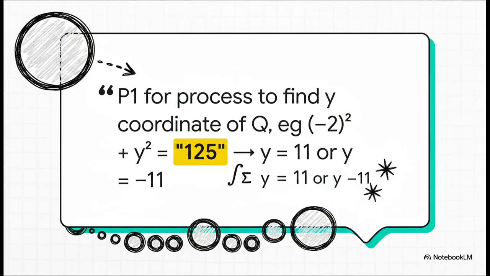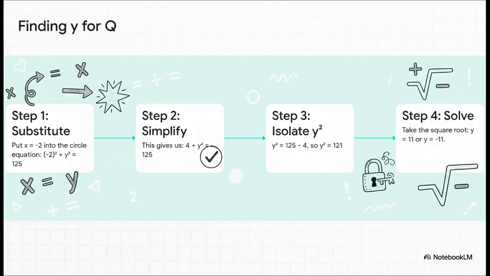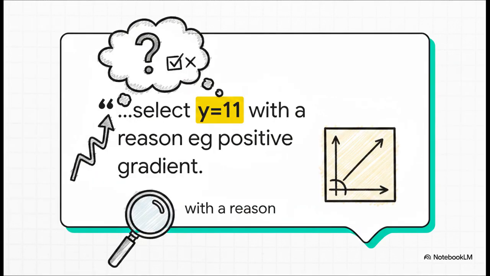All right, moving on. The mark scheme says the second process mark comes from using our brand new circle equation to hunt down the y-coordinate of our other point Q. We know the x-coordinate of Q is -2, so let's plug that into the equation. -2 squared is 4. Take that away from 125, and you get y squared equals 121. Now, and this is super important, when you take the square root of 121, you get 2 possible answers, +11 and -11.